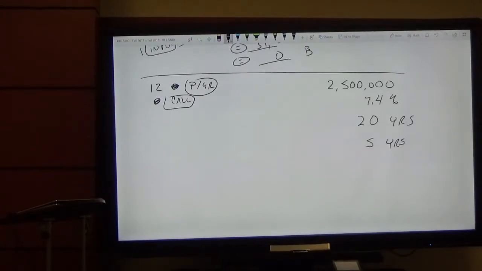Not actual, I'm being very careful with my word choice here. When I say default, I'm saying in this case a technical default, not an actual default. An actual default is whenever you stop paying. A technical default is whenever you violate some sort of provision of the loan documents.